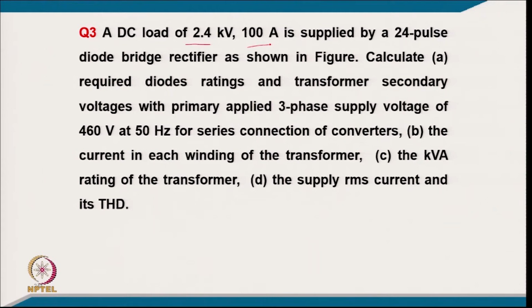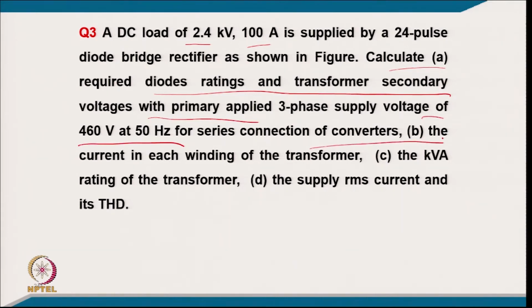So, now coming to example 3, a DC load of 2.4 kilovolt 100 ampere is supplied by a 24 pulse diode bridge rectifier as shown in figure. Calculate the required diode rating and transformer secondary voltage rating applied to 3 phase supply of 460 volt 50 hertz for series connection of the converter. The current in each winding of the transformer, and C the kVA rating of the transformer, and D the supply current and its total harmonic distortion.